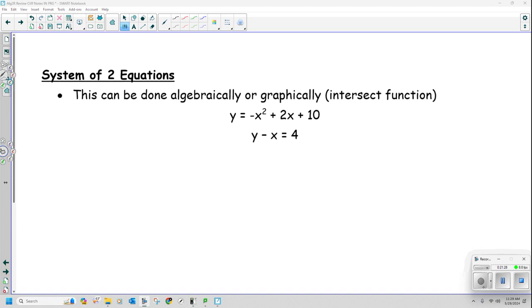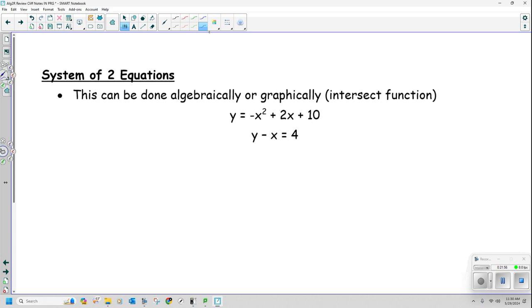All right? System of 2 equations. This can be done algebraically or graphically. I'm going to show you both. I'm going to show you algebraically because this might be a part 2 question, or short answer question, where you need to know how to do it algebraically. But then we're going to check that answer in the graphing calculator. How come? Because if this was a multiple choice question, do it in the calculator, graph it. Don't do all that work.